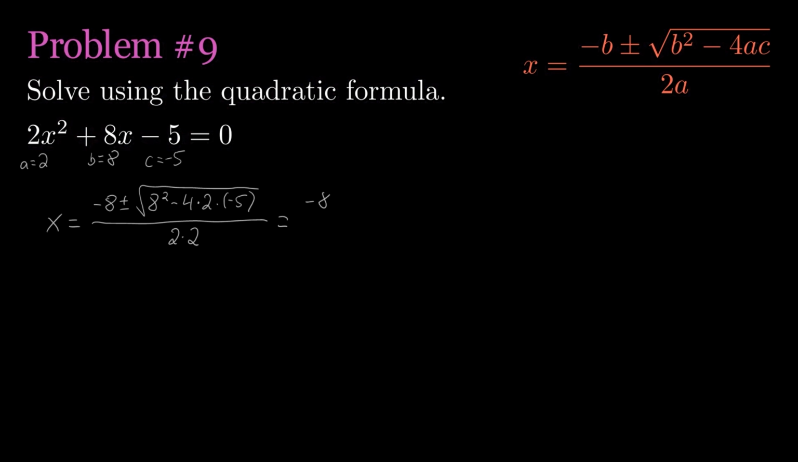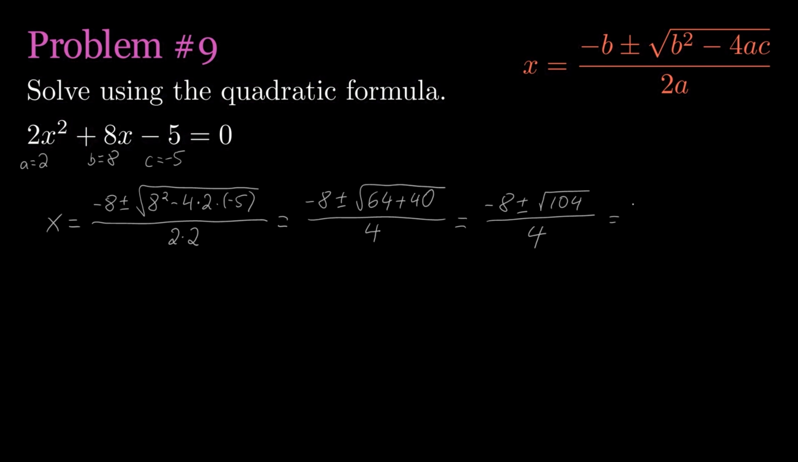So we're going to have negative 8 plus or minus, then we have 64, and 4 times 2 times 5 is 40. 2 negatives and 1 positive give us a positive, so it's plus 40. Still under the square root, over 4. So that's negative 8 plus or minus the square root of 104 over 4.